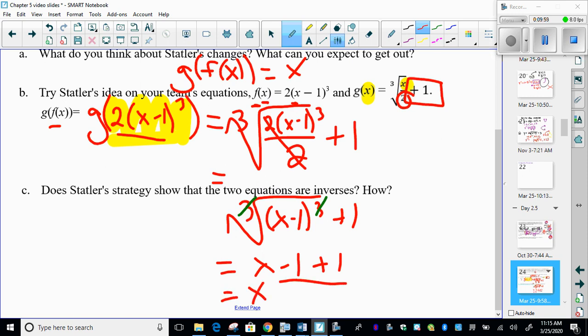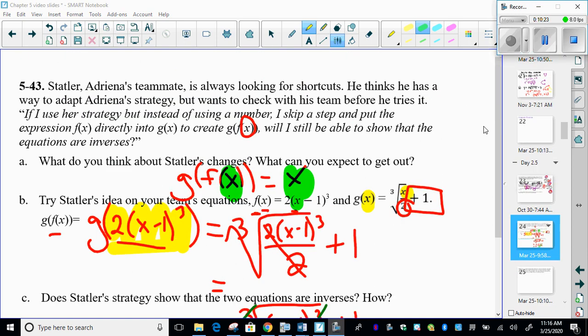So when my original input was x, my final output was x as well. Therefore, they're inverses of each other. You've just proved that they are inverses of each other. So, does it show that the two equations are inverses? Absolutely, because when I put in that generic input of x, my final output was also x.